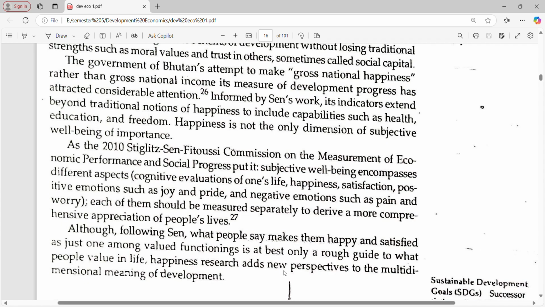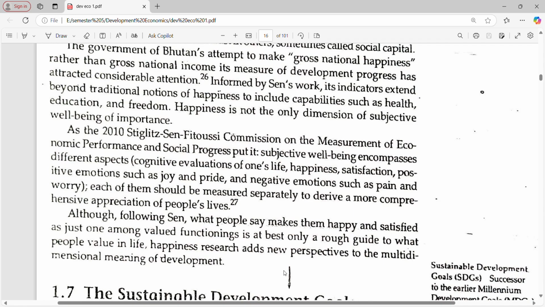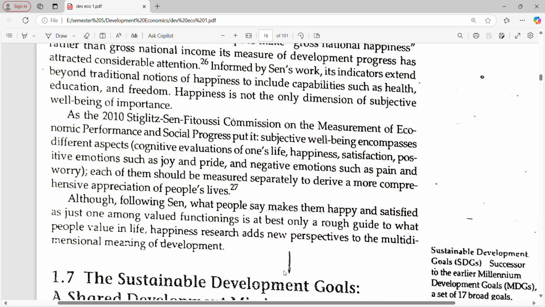So this is it about the first chapter. We have completed the first chapter. Oh, no, we are not yet completed with this first chapter. Next, you have the sustainable development goals, which I'll take in the next class, in the next video. So till then, happy learning. Bye.